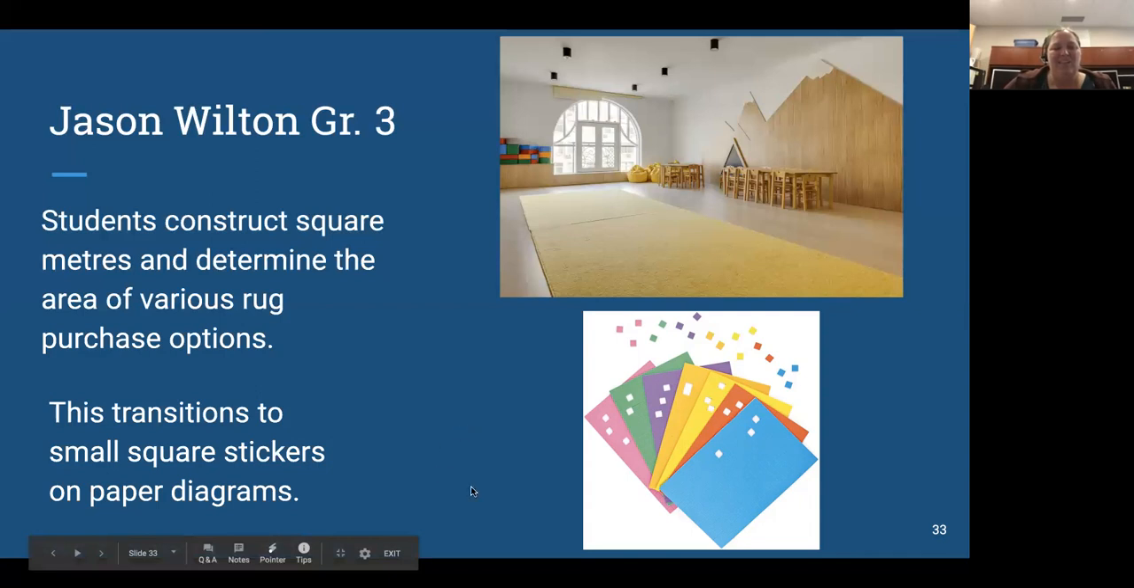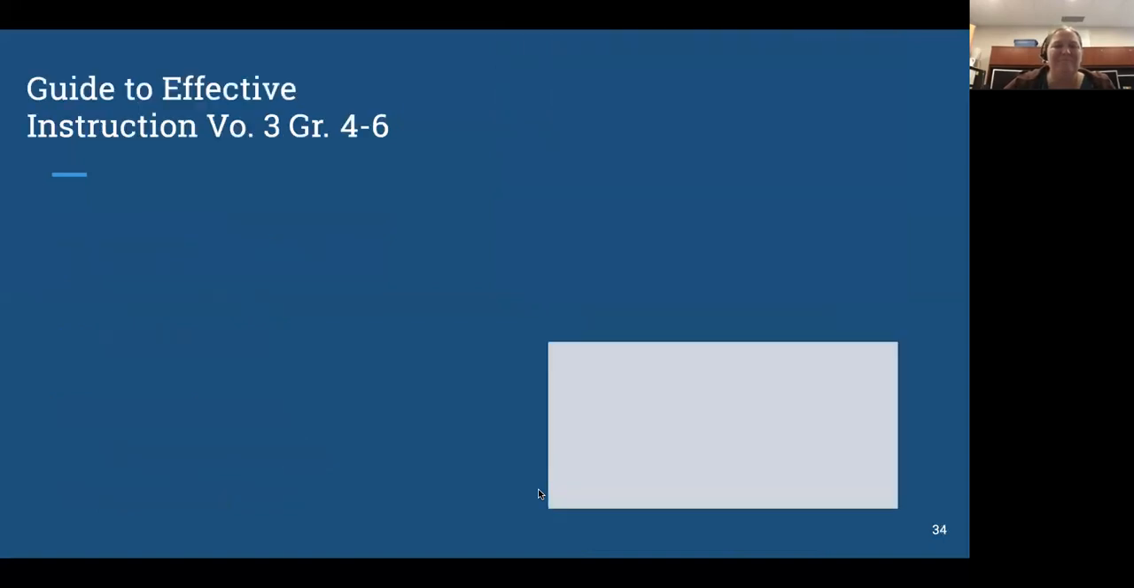But yeah, he transitions to diagrams on paper, and then they fill it in with these little stickers, which just happen to be exactly a square centimeter, which doesn't hurt either.